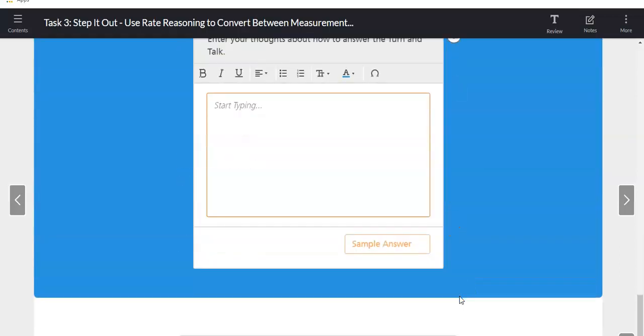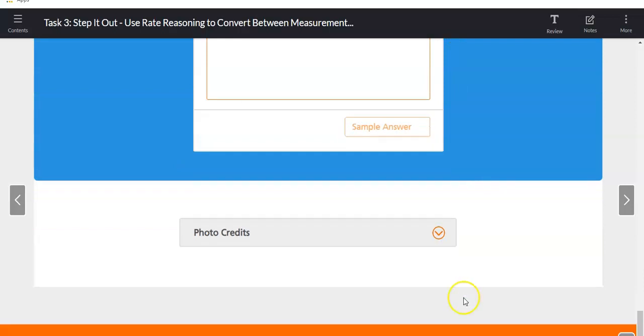And that is it for this part. In the next part with the check understanding and on your own, I'm going to go way more into depth than I did in this first section. So make sure you stay tuned.